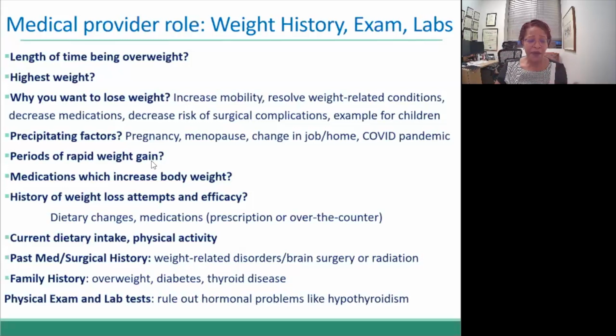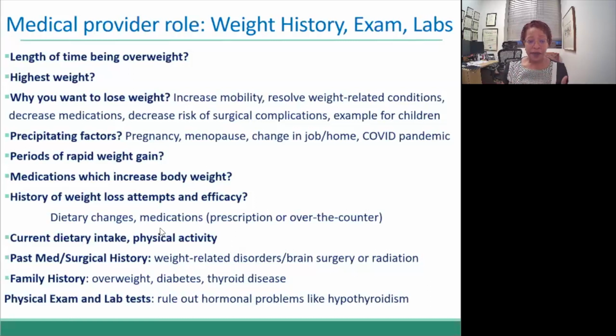Other things, are there times where somebody had rapid weight gain? That's the type of thing that makes me think about somebody who might have either problems with thyroid or Cushing's disease, which if they also might have a pituitary tumor secreting excess steroids. Also, common medications can lead to weight gain. Important to think about. I get the history in terms of any times they've tried to lose weight, what has helped, what has not. Of course, what they're currently doing with their physical activity and dietary intake.